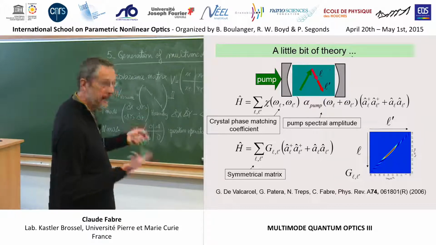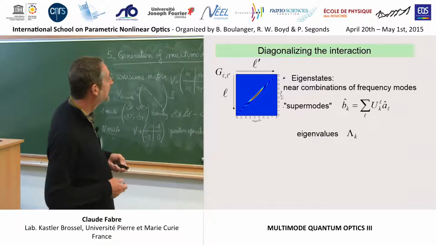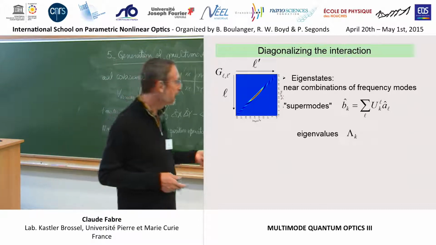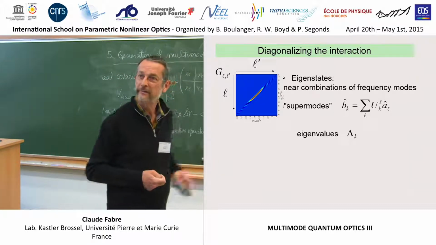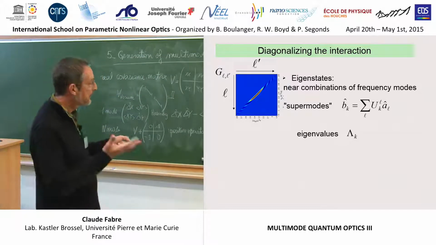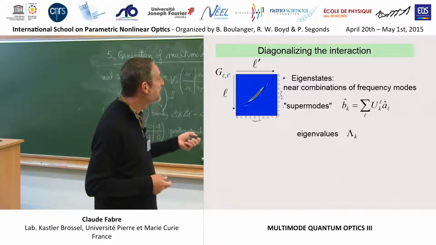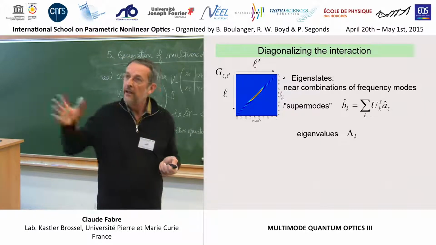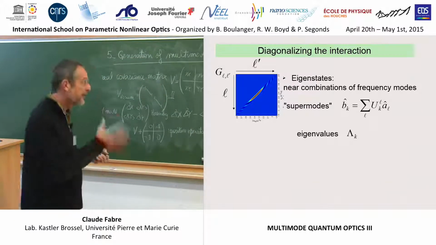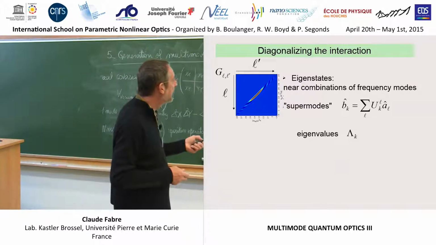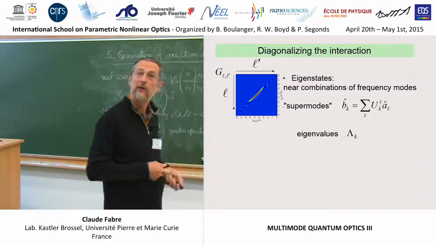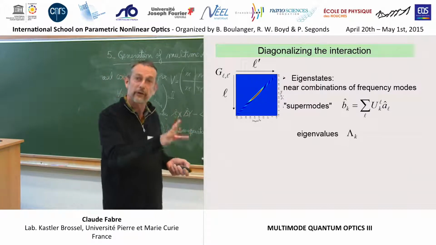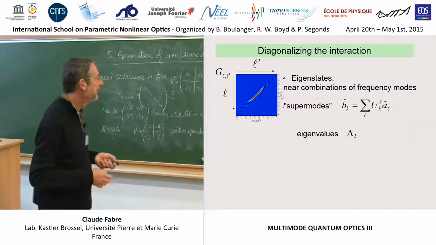Okay, then let's diagonalize it with eigenvalues lambda k, okay? 100,000 eigenvalues. And of course, when you diagonalize, you have a unitary transformation which goes from the initial states, which are the single frequency mode states, to a superposition of different frequency modes. You have a frequency comb mode, okay? So you have a coherent superposition of different frequencies, which is a comb.